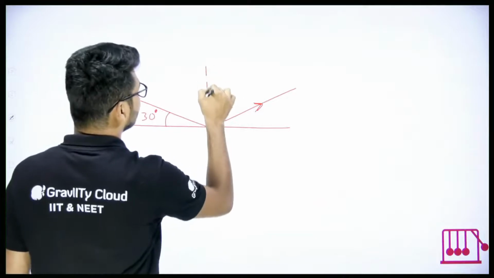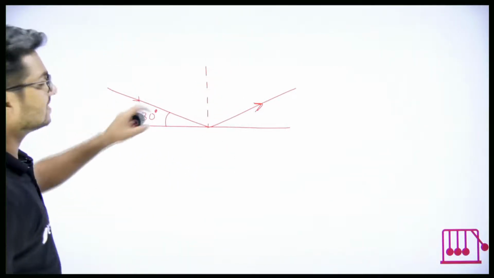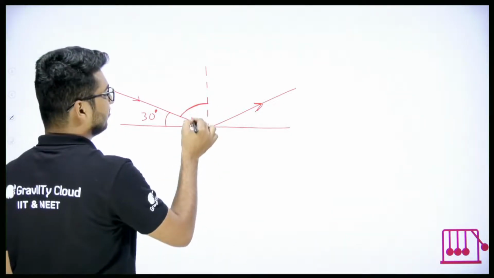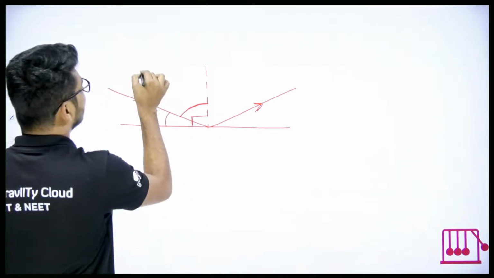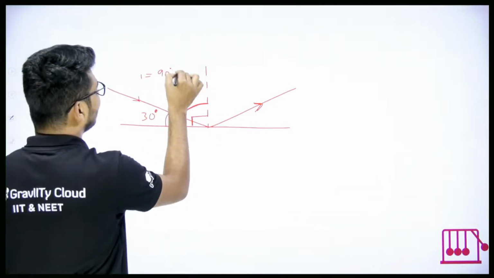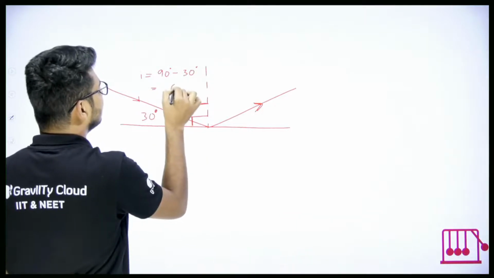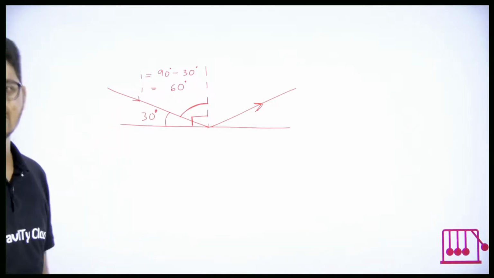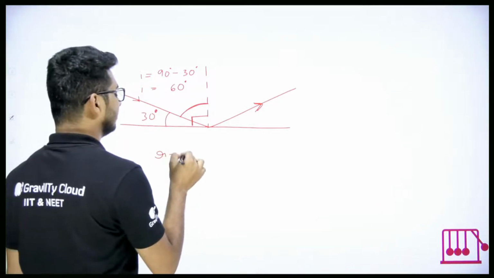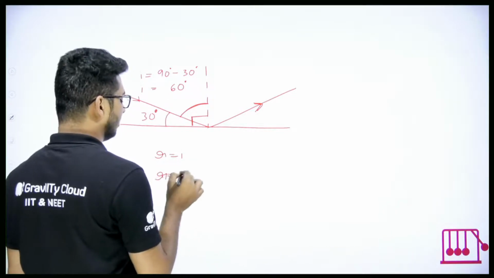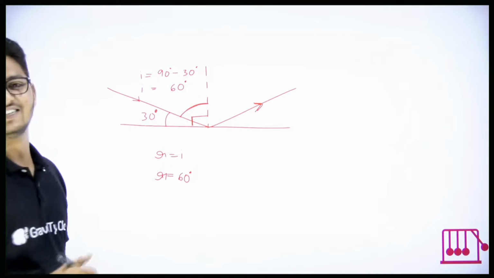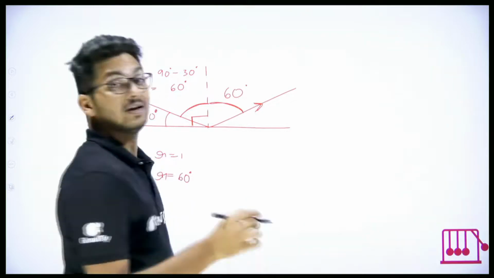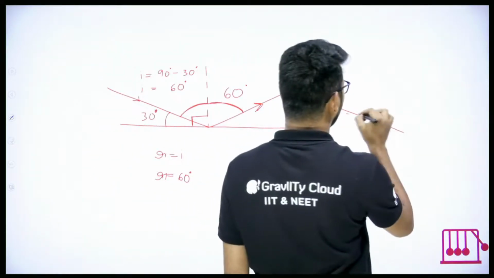Let's draw the normal. Now if this is 30 degrees, how much will this angle be? See, normal and the surface, it is 90 degrees. So here the angle of incidence is 90 degrees minus 30 degrees, which is how much? 60 degrees. So the angle of incidence is 60 degrees. We know that R is equal to I. So angle of reflection will also be how much? 60 degrees. So this also is how much? 60 degrees.